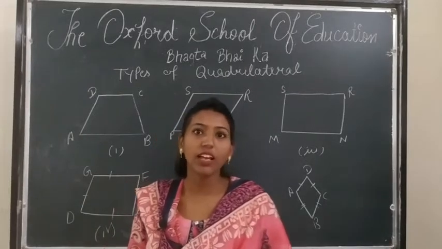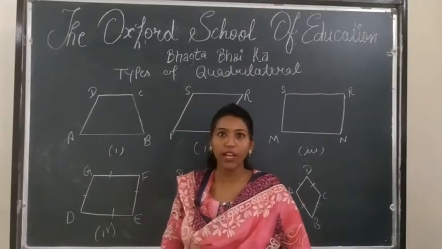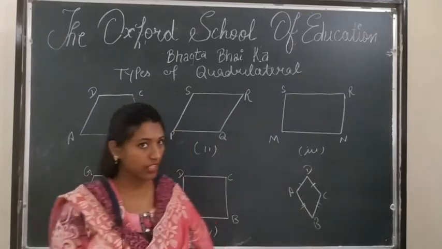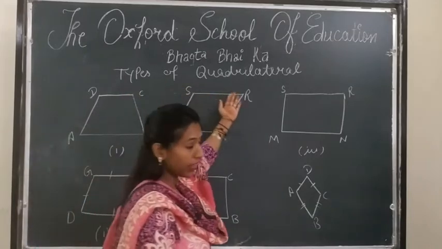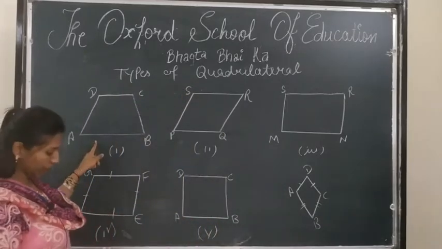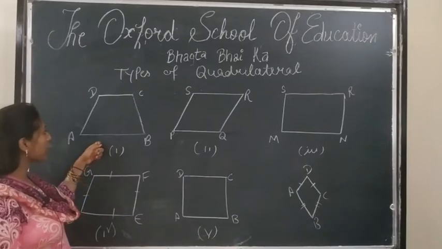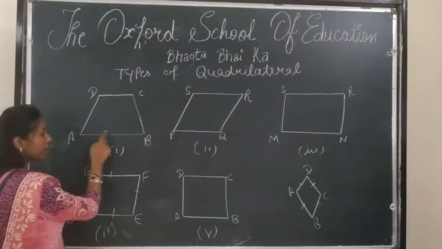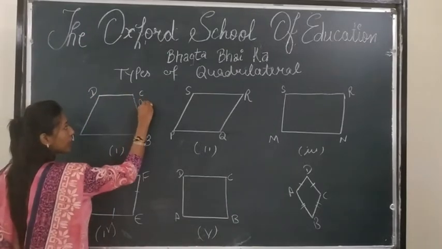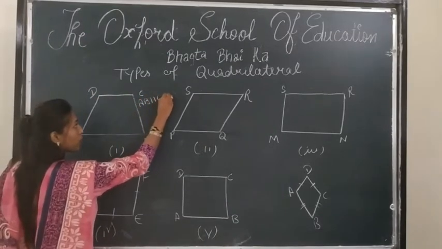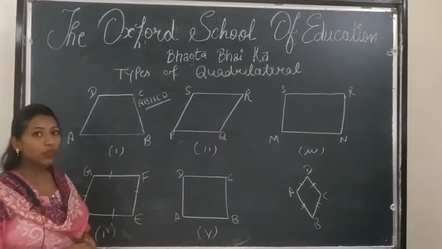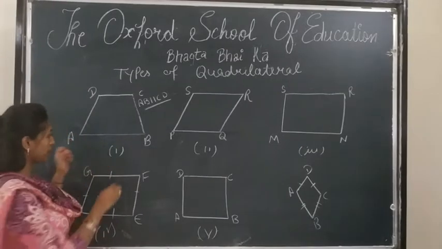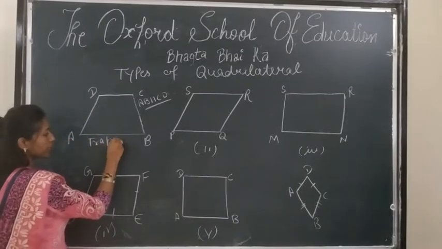Hello students, in the last video I told you that in this chapter we will learn about more types of quadrilaterals. So here are the types of quadrilateral. See the first one. In the first diagram, one pair of opposite sides are parallel. AB side is parallel to CD. So if one pair of opposite sides are parallel, then it is called a trapezium.